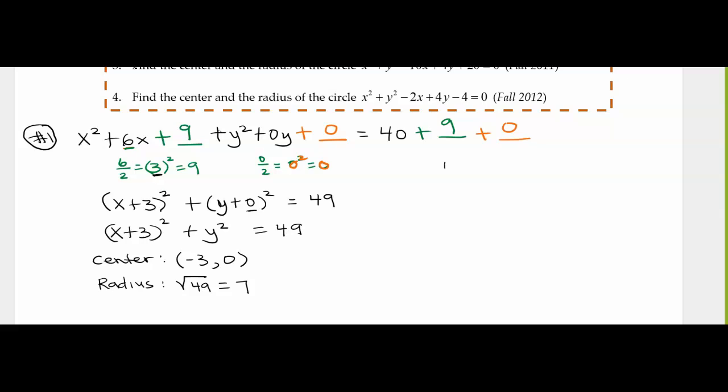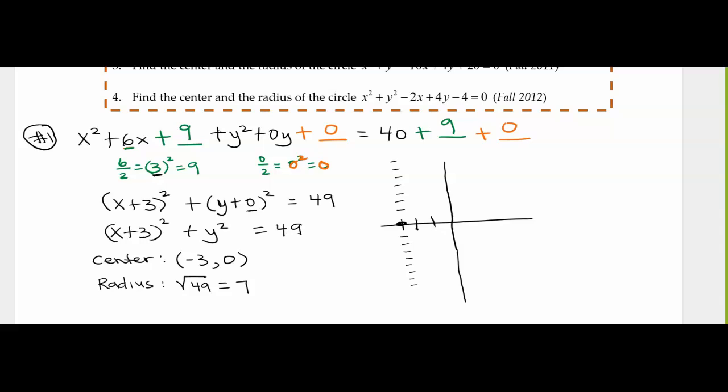So again, if it asked me to do some graphing, all right, let's see here. So I've got -3, 0 is where my center is. And then I've got to go 7 in each direction, right? So 1, 2, 3, 4, 5, 6, 7. 7 down this way.